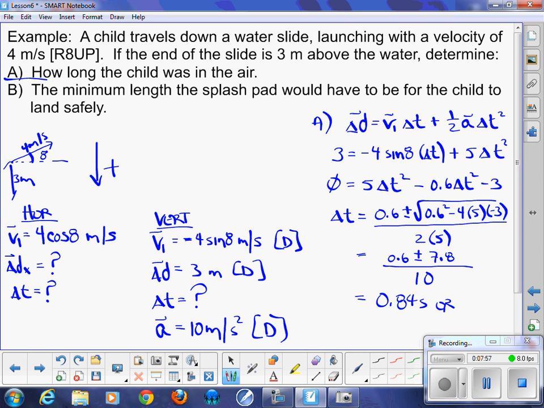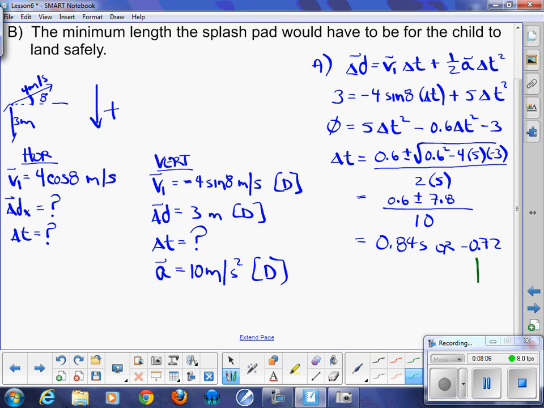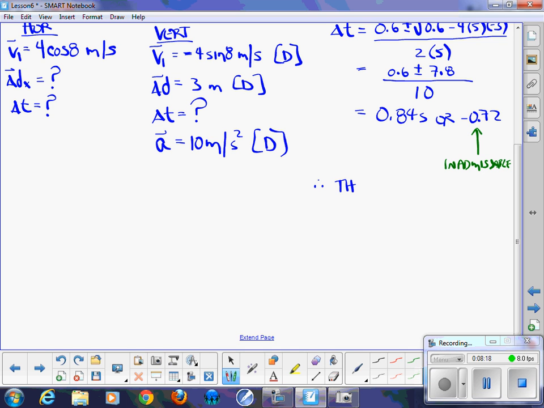Or the 0.6 minus the 7.8, divided by 10, we get negative 0.72. Now, that negative answer, of course, is inadmissible. So our answer for A, therefore, is the child is in the air for 0.84 seconds.